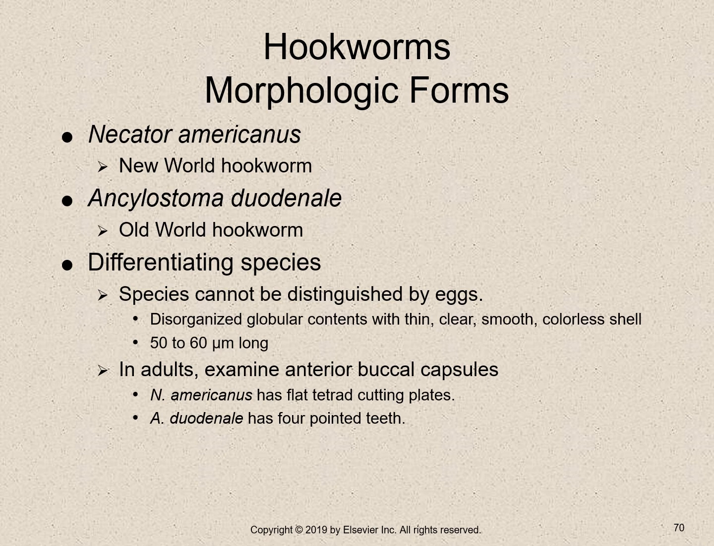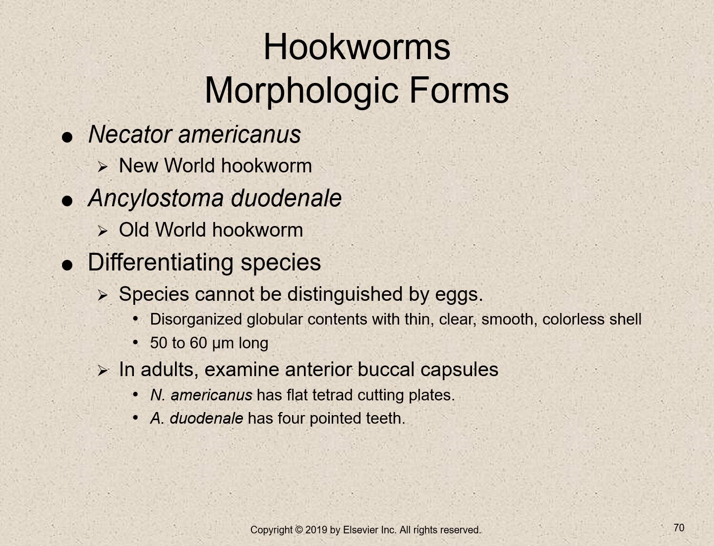Adults of the two species can be differentiated by the morphology of the buccal capsule, or in the male, the copulatory bursa. The eggs, however, are identical, so the species cannot be distinguished based on their eggs. They appear disorganized with globular contents within a thin, clear, smooth, colorless shell, and measure 50 to 60 micrometers in length.